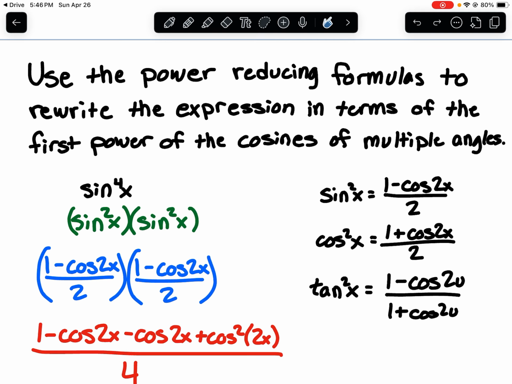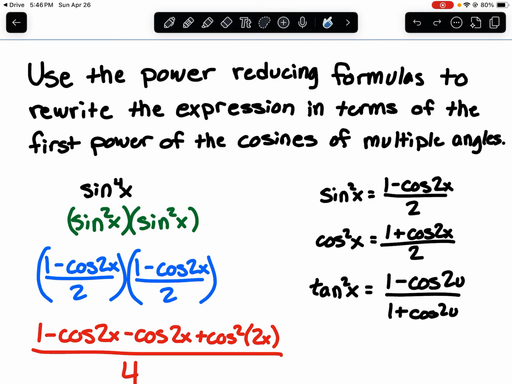So the next chunk here is what we call the power reducing formulas, which are a little bit funky. It's a lot of algebra stuff. So if algebra pieces give you a little bit of trouble, this might be a little bit challenging for you, but we'll try to break it down. So we're going to use the power reducing formulas to rewrite the expression in terms of the first power of the cosines of multiple angles.